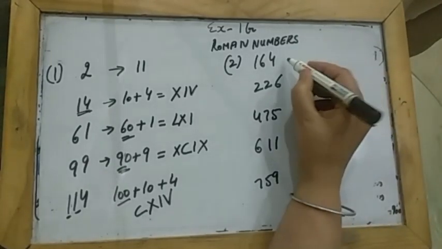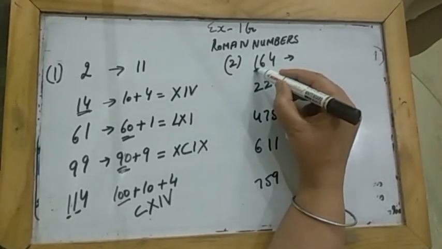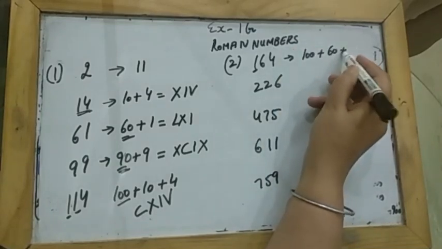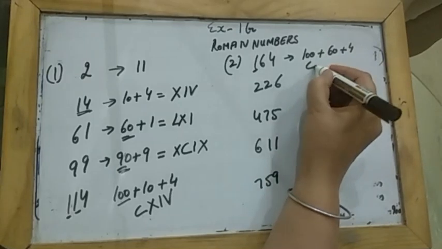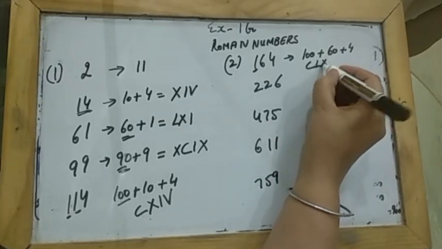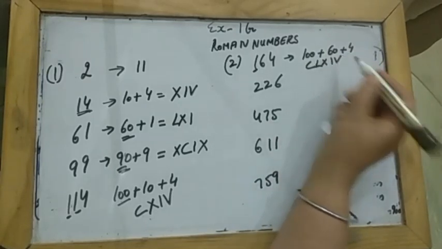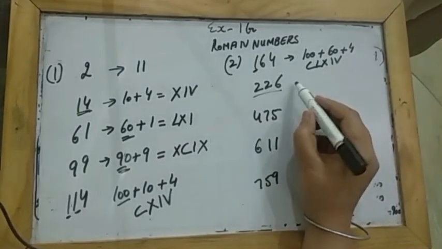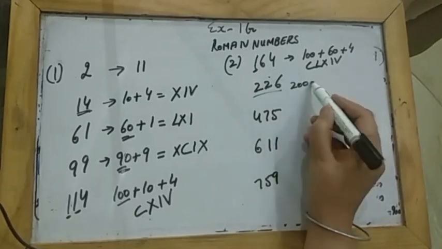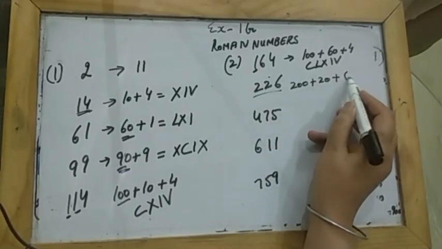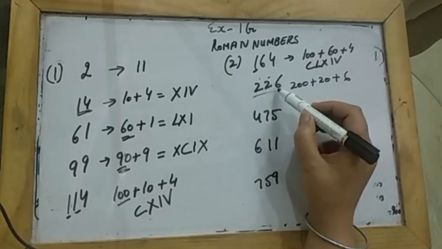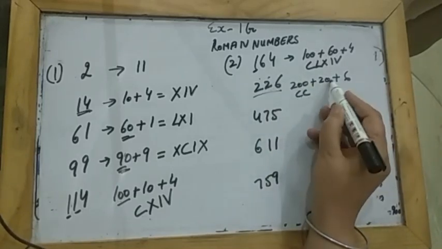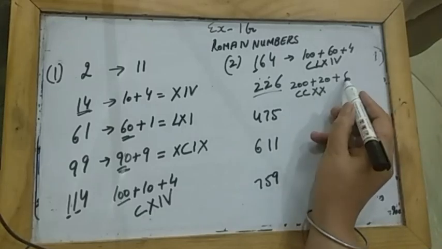So first of all, I'll split the number according to the place values. Like this is 100, this is 6 tens or 60, and this is 4. So how do you write 100? C, 60 write as L and X, and 4 write like this. So this becomes 164. Again you split this number. This is 200 plus 20 plus 6. 200s, 2 tens, 20 and 6. So 200, how do you write? C and C is 200. 20 is X and X. And how do you write 6?